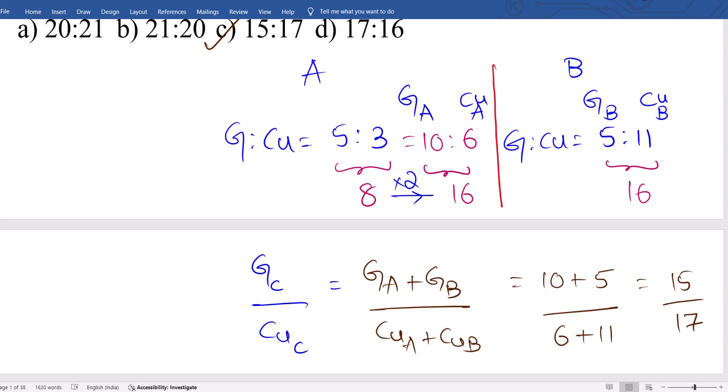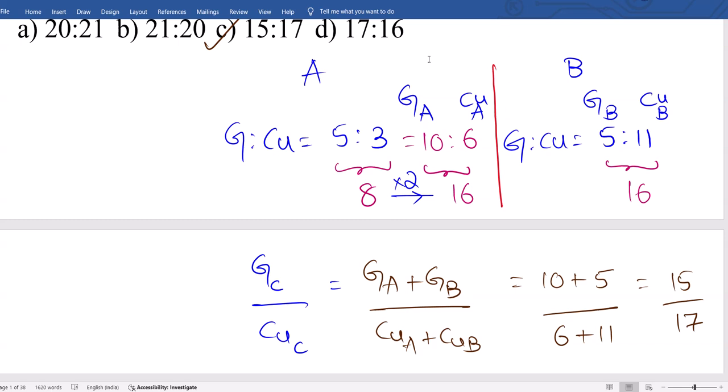If question is 1:2. If question is 2:1, then what should be done? Multiply first one with 4. 8 times 4 is 32. 32 and 16 are 2:1. Then you add respective things.